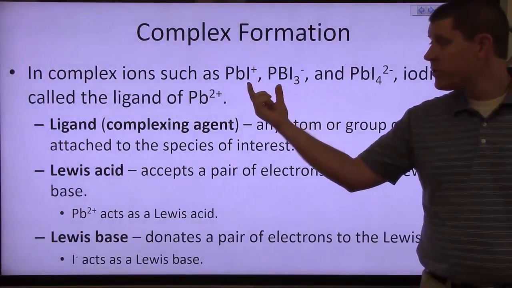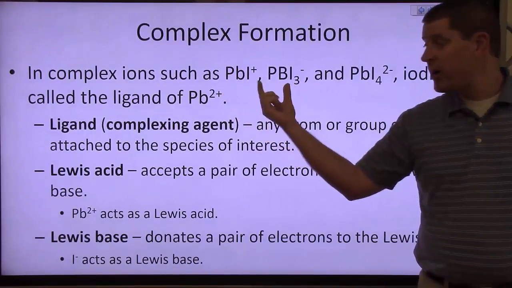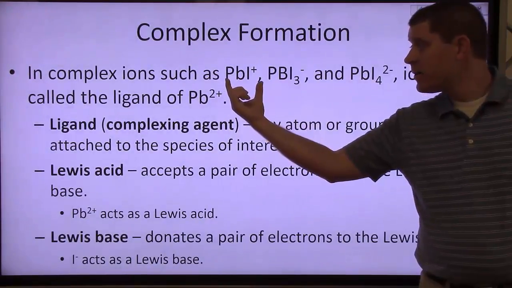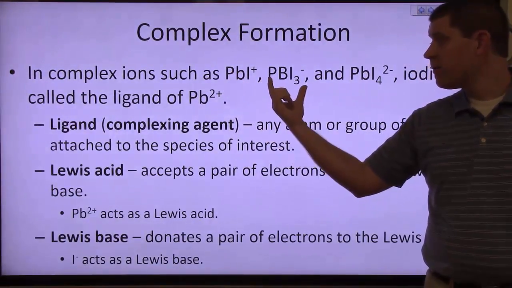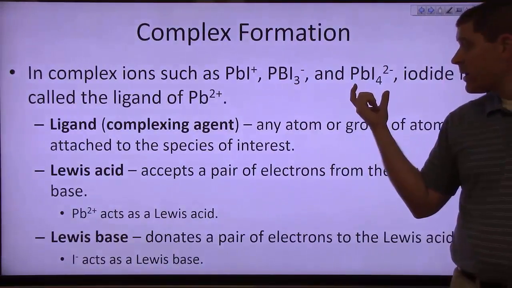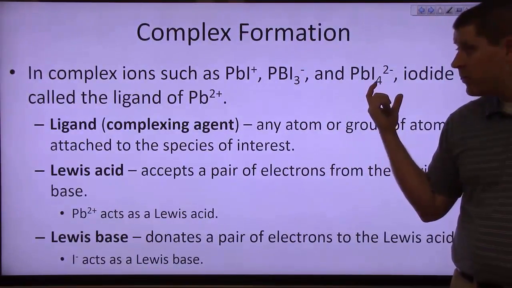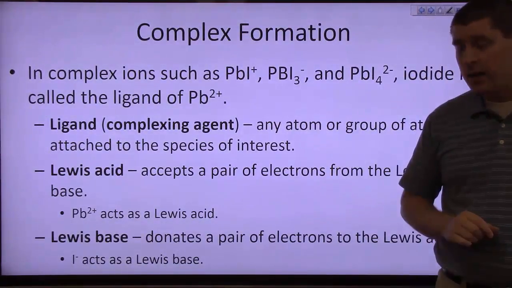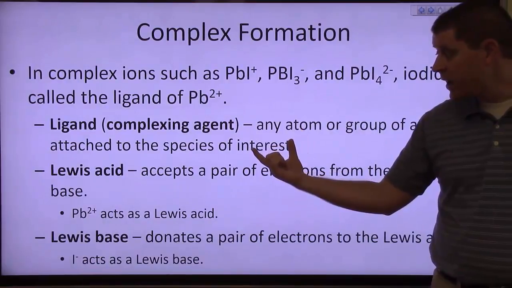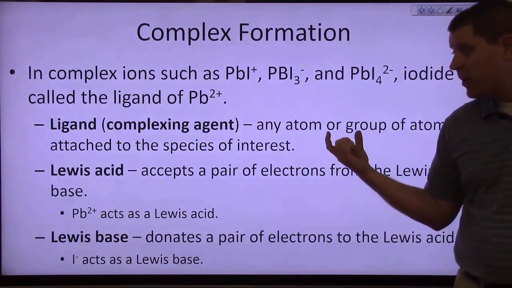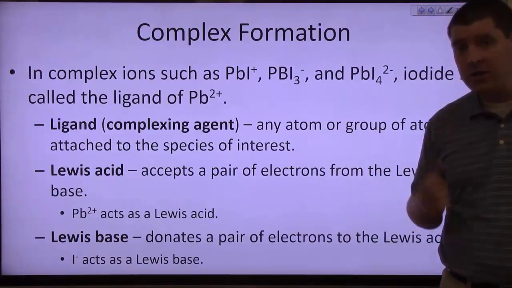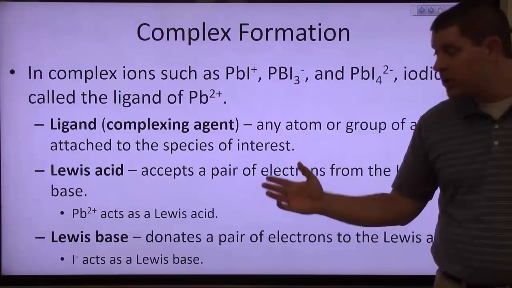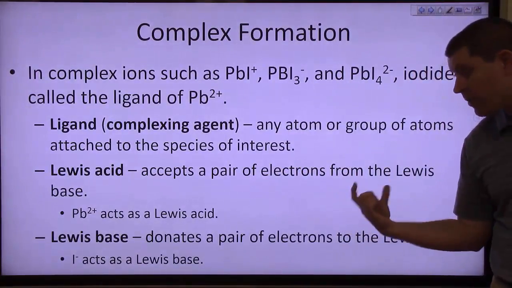Now in complex ions such as these, we have a lead-2 bonded with varying numbers of iodides. So we've got one iodide to form PbI+, three iodides to form PbI3-, four iodides to form PbI4 2-, and so on. These iodides are called the ligands of the lead ion. Now the ligand, or what we call the complexing agent, is any atom or group of atoms that is attached to the species of interest. In this case, our species of interest is the lead, so our ligand is the iodide. Now remember that a Lewis acid accepts a pair of electrons from the Lewis base.